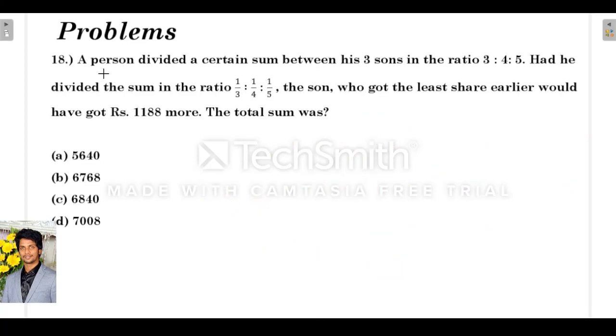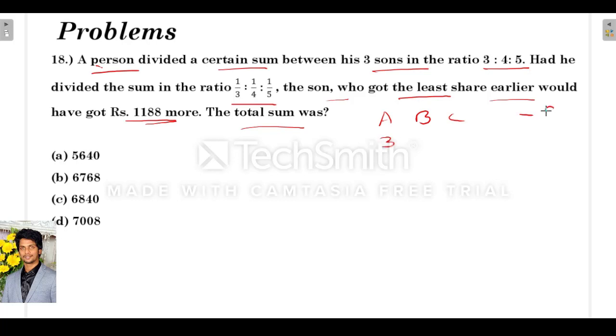Okay, next question is, a person divided certain sum between his three sons in the ratio 3:4:5. Had he divided the sum in 1/3:1/4:1/5, the son who got the least share earlier would have got 1188 more. The total sum was. Let us say three sons are A, B, C. So initially, let us say total sum is S.